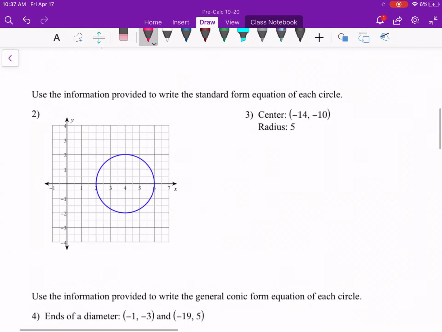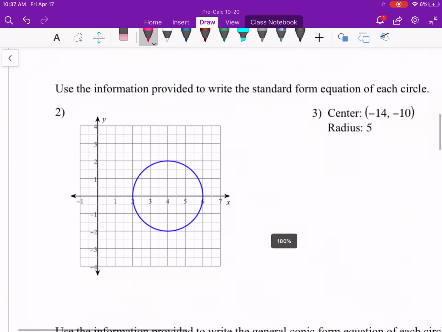Number 2, given the graph, find the equation. The two things that we need are our center and our radius. And once we have those two things, we just throw them in the equation, easy peasy. Usually you can look at it and just kind of estimate where the center is. Usually you're good at feeling it out. You can check though, make sure it's equidistant in every direction.